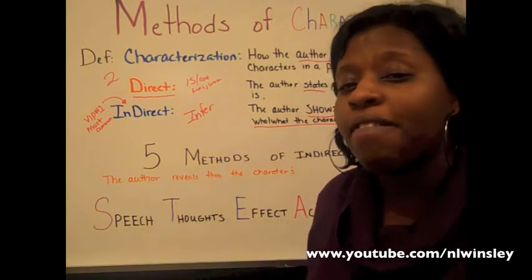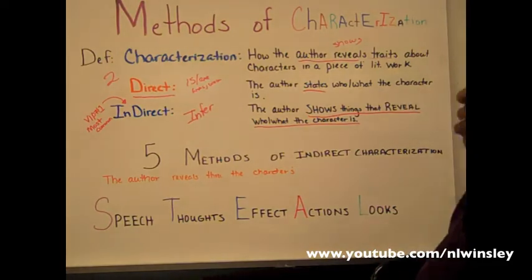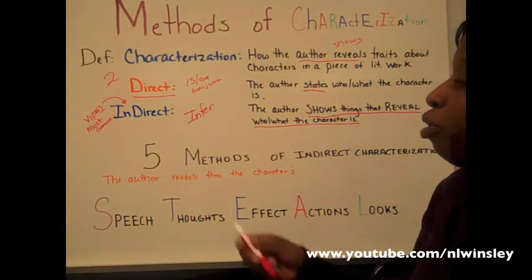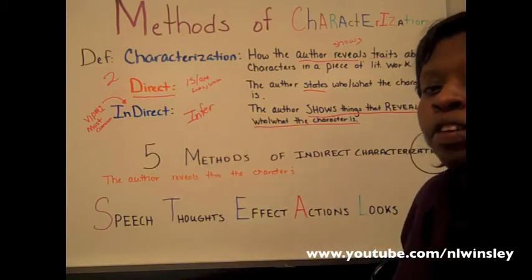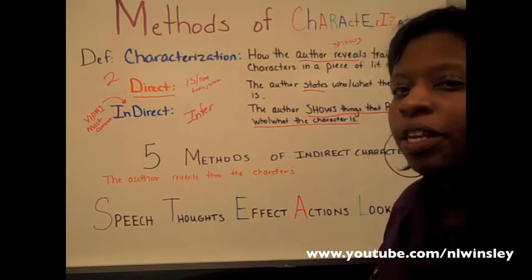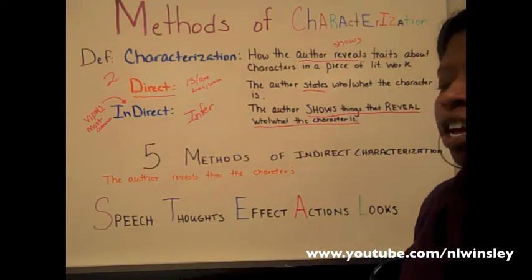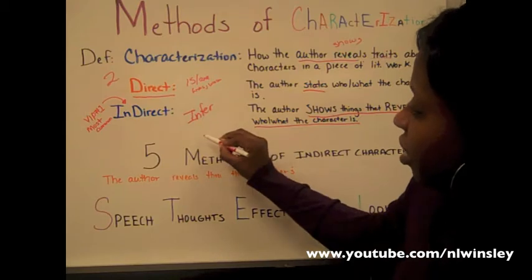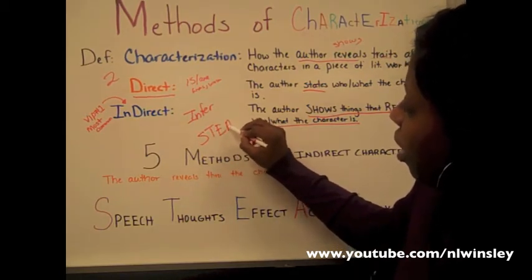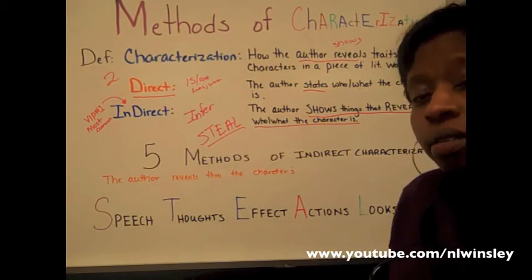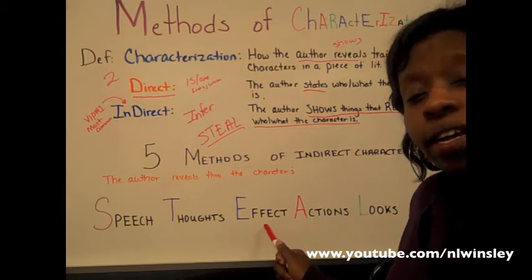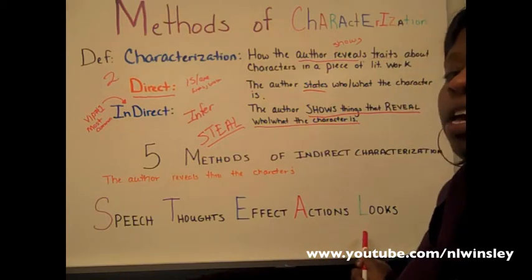Now, there are 5 methods of indirect characterization. 5 ways that the author shows you to help you better infer who or what the character is like. Now, there's an easy word to remember when thinking about these 5 methods of indirect characterization. And that word is steal. S-T-E-A-L. Steal stands for speech, thoughts, effect, actions, and looks.